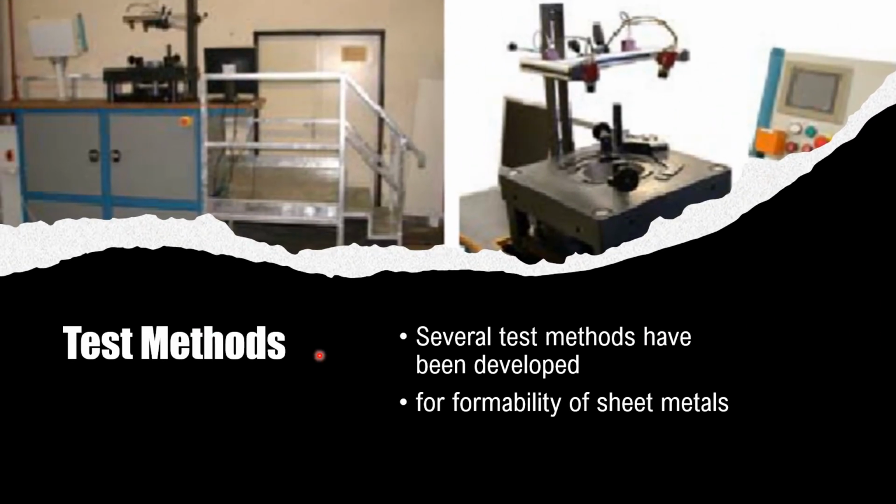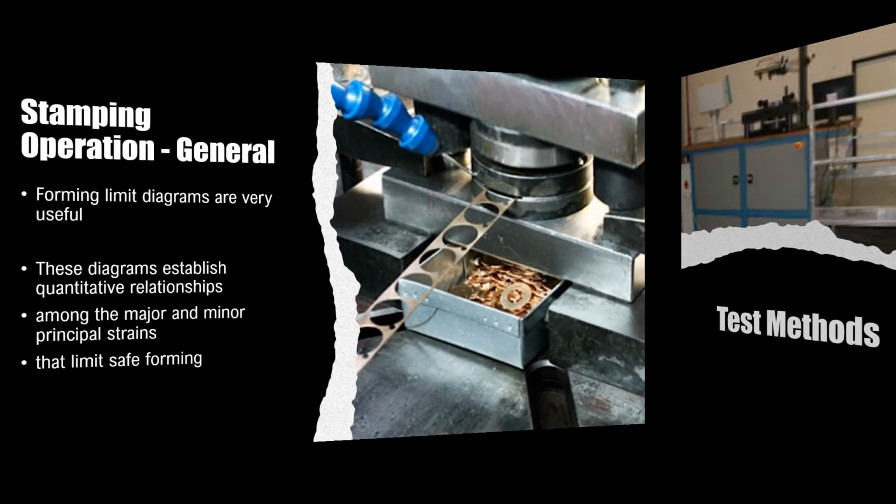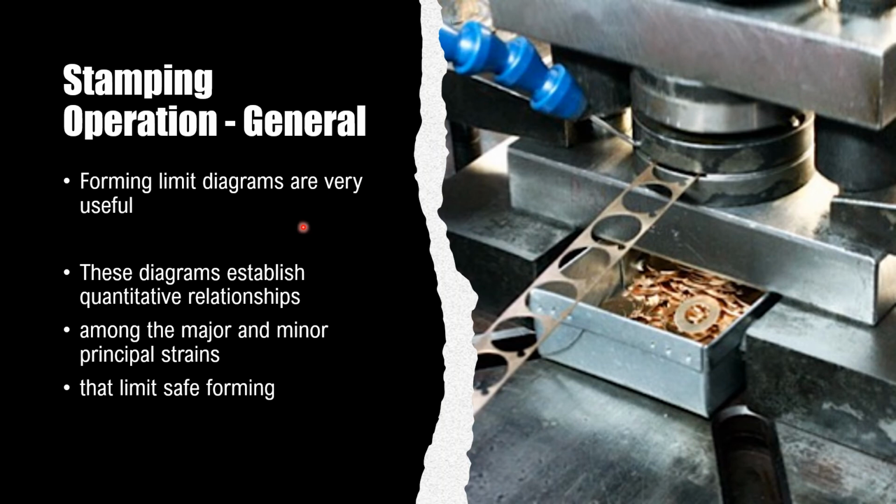Test methods: we use several test methods. What are we testing here? Since we're dealing with forming, we're testing for formability of sheet metals. In stamping operations, we generally use a forming limit diagram, because we can get quantitative relationships out of these diagrams.